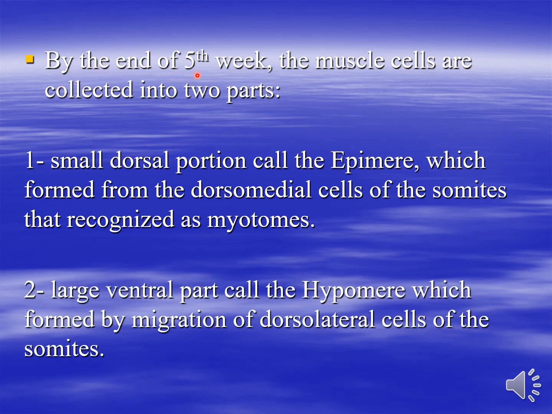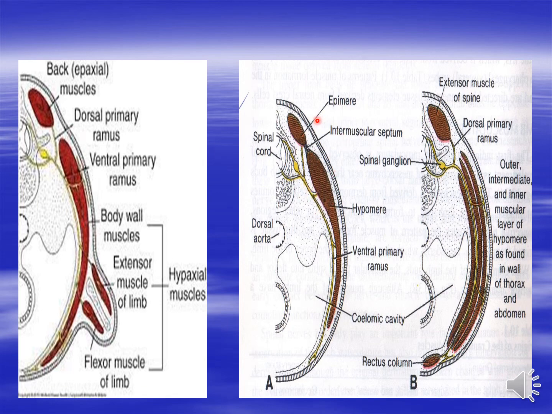By the end of the 5th week, the muscle cells are collected into two parts. The first is a small dorsal part called epimere, which formed from the dorsomedial cells of the somite that are recognized as myotomes, whilst the large ventral part is called hypomere, which formed by migration of the dorsolateral cells of the somite. The epimere is responsible for forming the back muscles, while the hypomere forms the muscles of the anterior part of the body, which represents the thorax and abdomen muscles, while the epimere forms the extensor muscles of the spine.